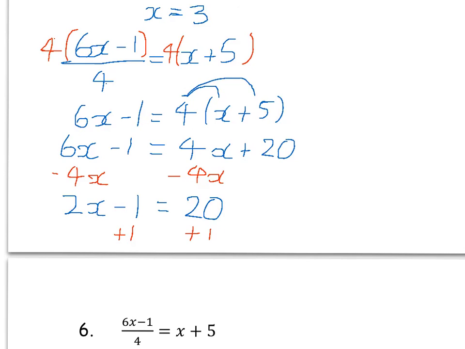So we've got 2x is equal to 21. So finally, divide both sides by 2, and you've got x equals 10.5. Right, and that is all the solving equation stuff we need to know towards the front of a high GCSE paper.